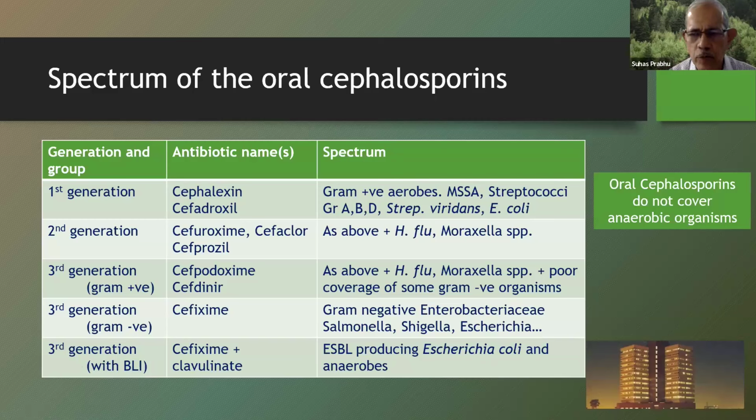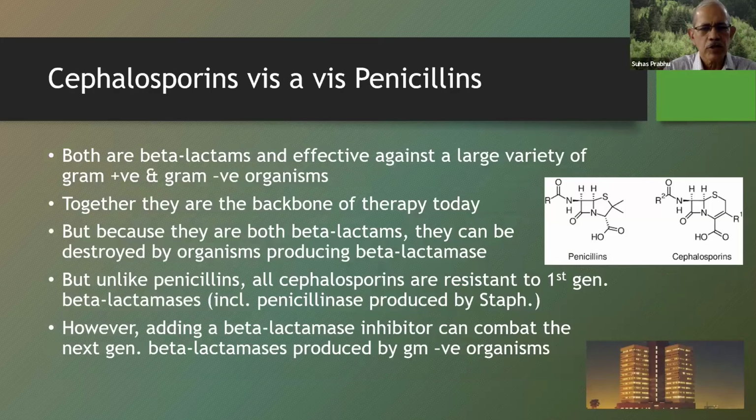So if you're suspecting an anaerobic organism, like say a dental abscess, or a severe colitis with anaerobic GI infection, or you have a subcutaneous infection with necrotizing soft tissue infection, which is likely to be with anaerobic organisms, cephalosporins are useless. So remember, this is rule number 3. Oral cephalosporins, or even injectable cephalosporins for that matter, unless they're combined with a beta-lactamase inhibitor, do not cover anaerobic organisms. Okay, so we have these 3 rules now.